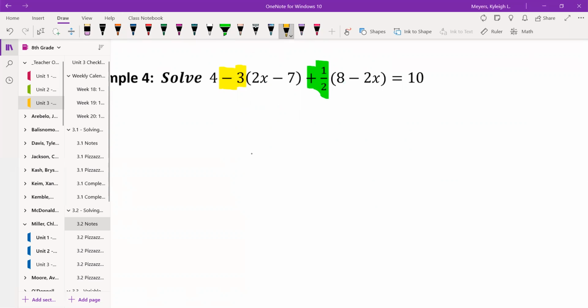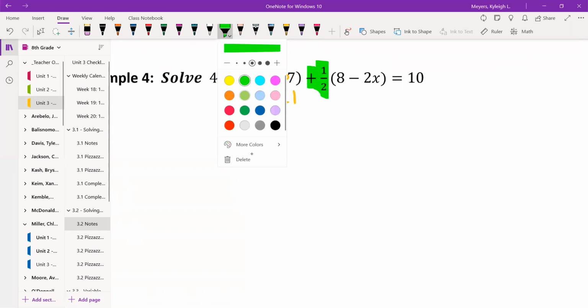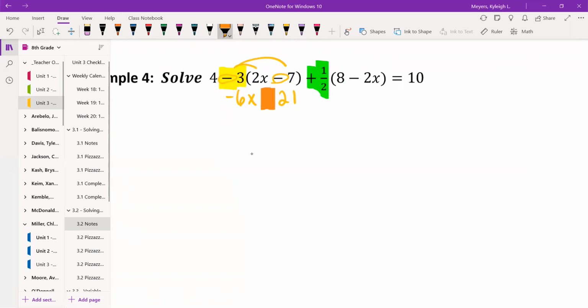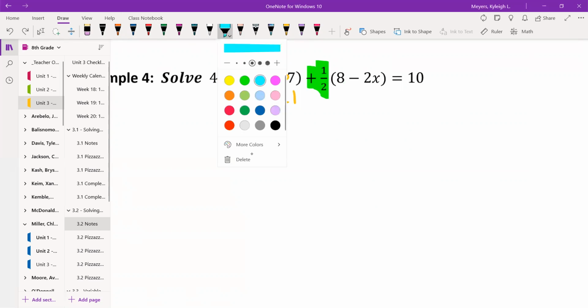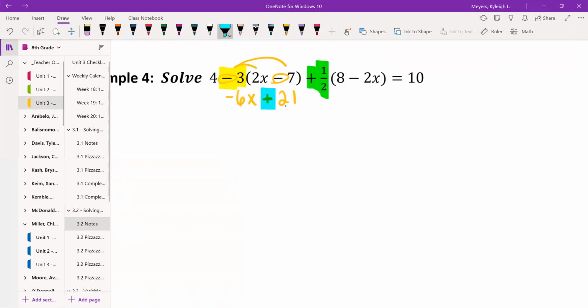Okay, so let's worry about distributing that first. So negative 3 times 2 is negative 6x. And again, this is where we're going to go wrong. Negative 3 times negative 7 is not minus 21. It's actually plus 21. So I can't emphasize that enough. Many of you are going to get that part wrong. But, oh, that kind of negates it. Hold on. But it's plus 21. That's a plus 21.